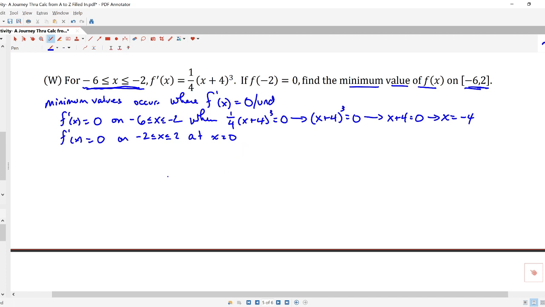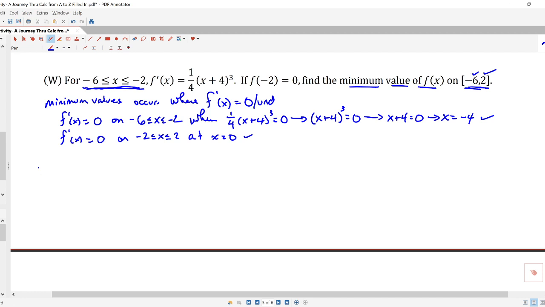So now what we need to do is use what we call the extreme value theorem. That is that there must be an extreme, maximum or minimum, on a closed interval from -6 to 2. And that extreme must happen at a critical number, so -4 and 0, or one of the endpoints. So what we need to do now is find f of those 4 values.